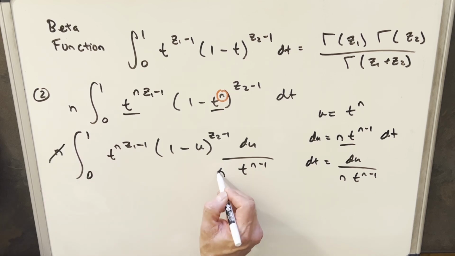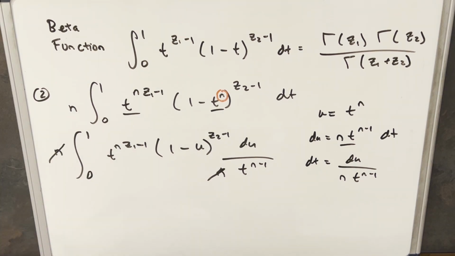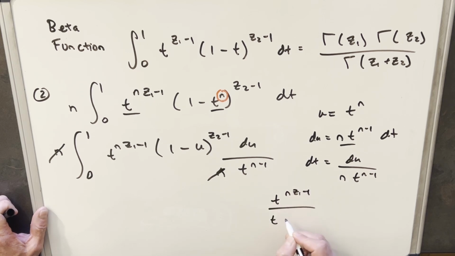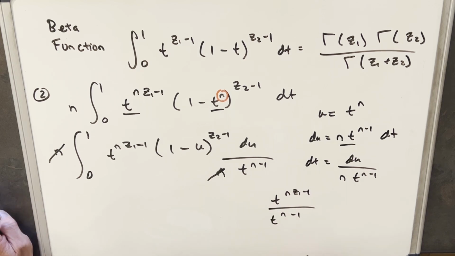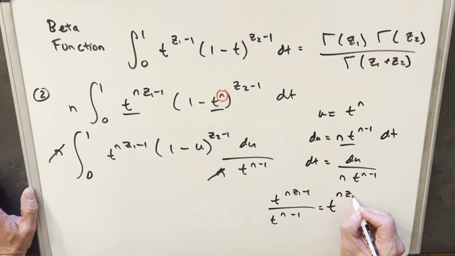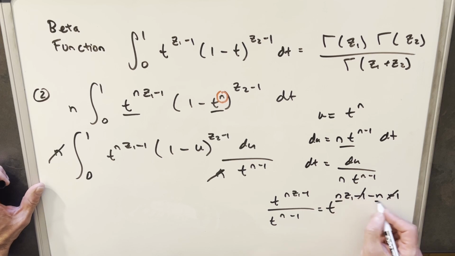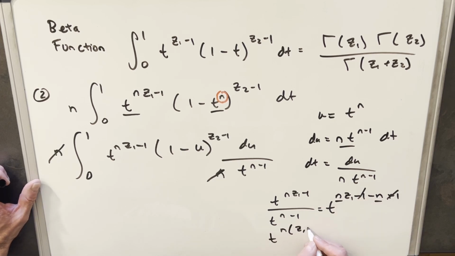Well, the n's are going to cancel here. And then let's just deal with these t terms. So we're going to have t^(n(z1 - 1)) over t^(n-1). Well, using exponent properties, we can just turn this into one expression. So we're going to have n(z1 - 1) - (n - 1). Well, the 1's are going to cancel. Then because we have n here and here, we could factor an n out, and we could write this as n(z1 - 1). But then by exponent properties again, we could write it like this.